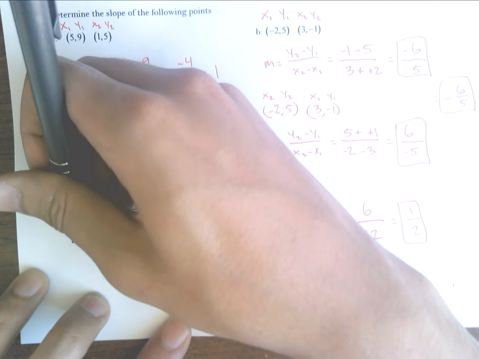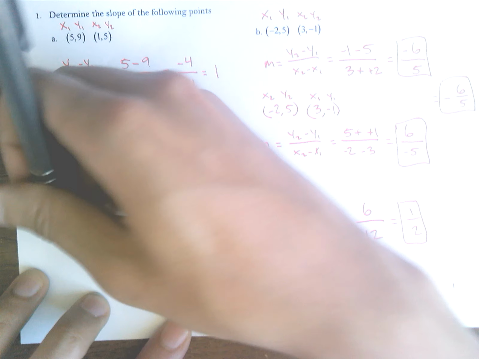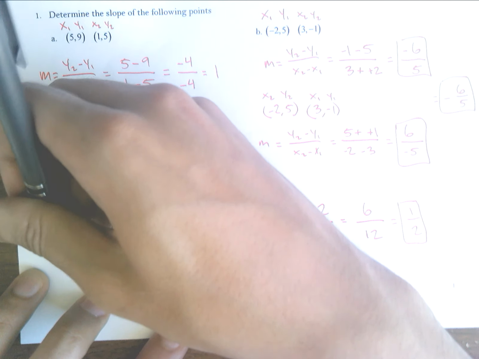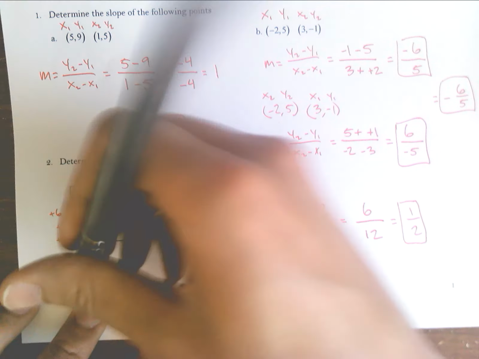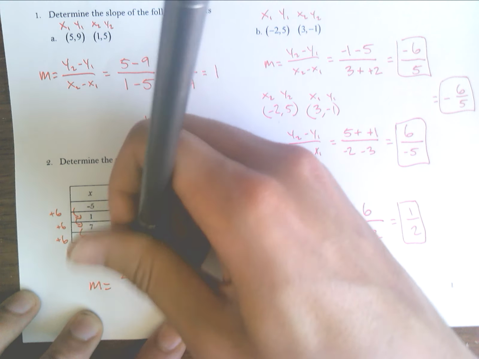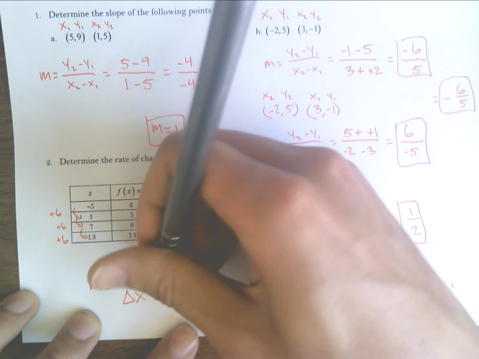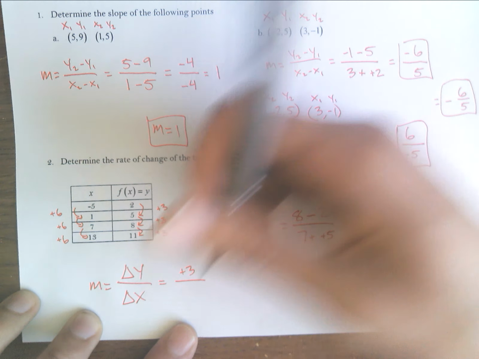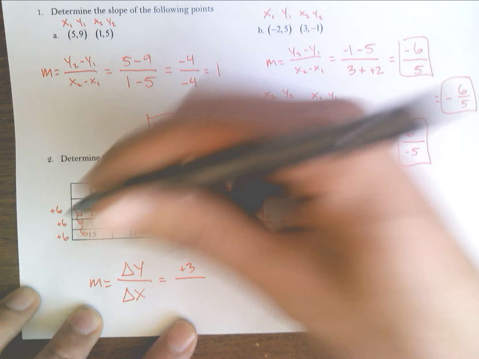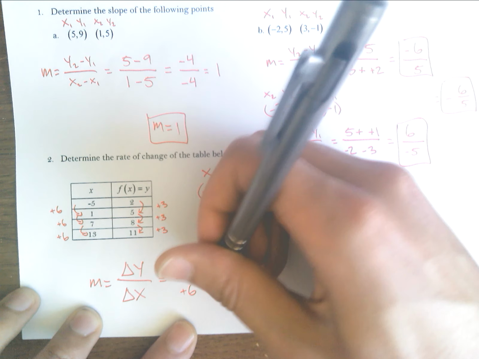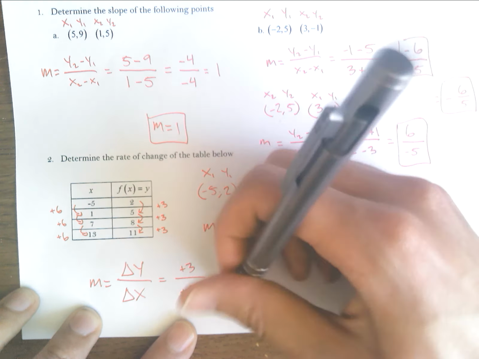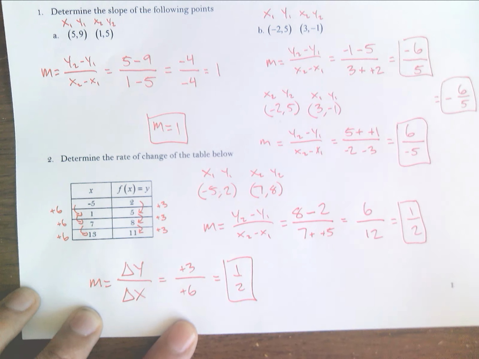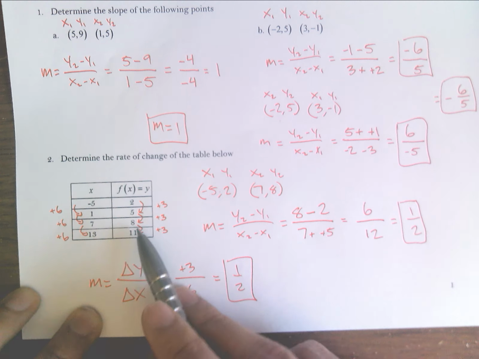In the x, we've got -5 to 1. How does that change? We add 6. From 1 to 7, again, we add 6. And from 7 to 13, we add 6. So if the slope is the change in y over change in x, the change in y is +3 and the change in x is +6. We reduce that: 3 over 6 is 1/2. So you see, we get the same slope here. It doesn't matter to me which method you use, as long as you use one of these, given a table of values or 2 points.